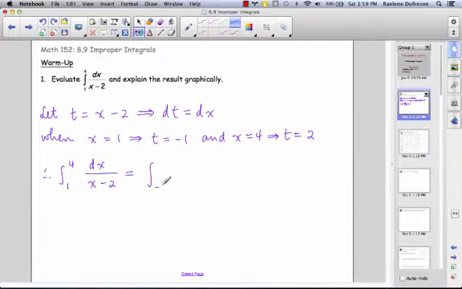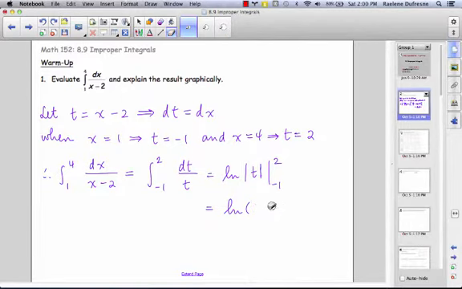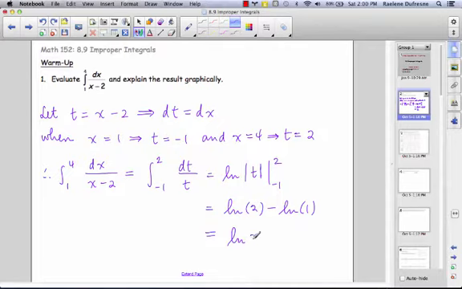the definite integral from negative 1 to 2 of dt over t. So we get the ln of the absolute value of t evaluated from negative 1 to 2. Sorry, we put the 2 in first, the top bound. So we get the ln of absolute value of 2 minus the ln of absolute value of 1. And the ln of 1 is 0, so we get the ln of 2.